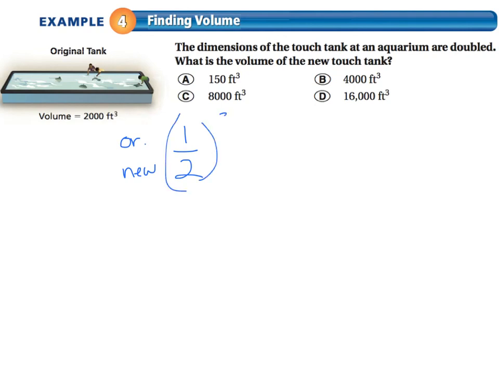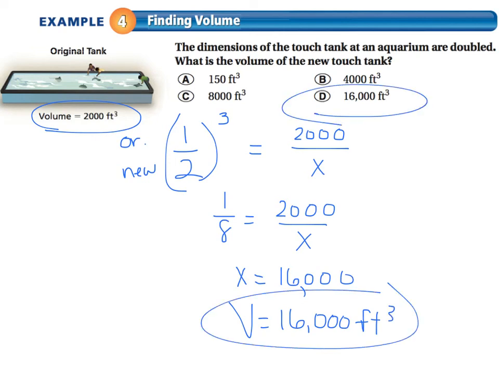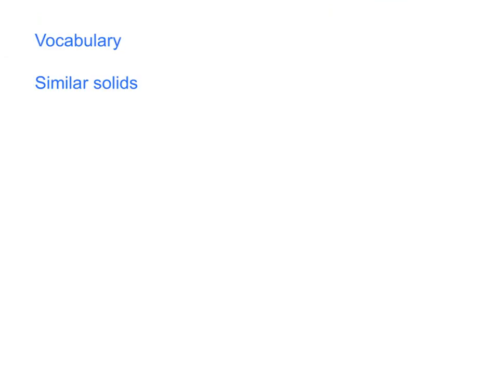Well, since we're talking about volume, we're cubing the dimensions, cubing the ratio, which would give us, let's see, the original tank was 2,000 cubic feet over x, which is the new tank, which we don't know. Well, 1/2 to the third power is 1/8 equals 2,000 divided by x. I cross multiply. And that gives me the new volume as 16,000 cubic feet, which would be answer D. Your vocab in this section would be similar solids.